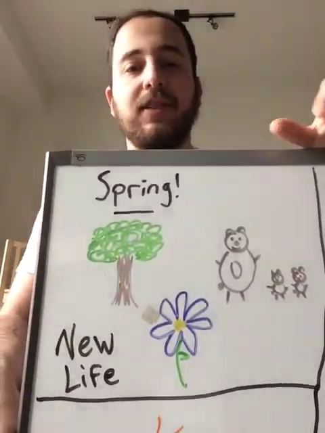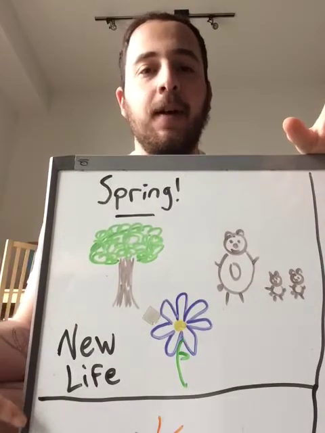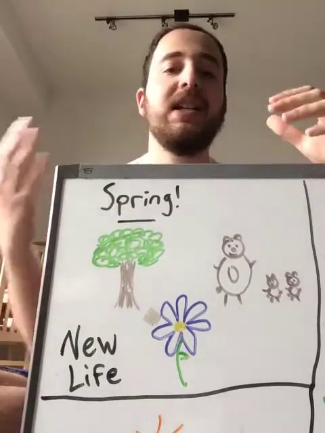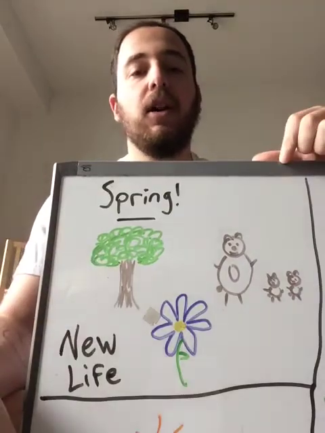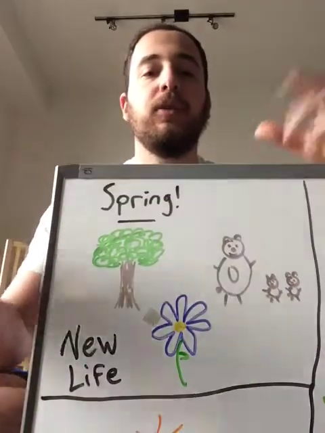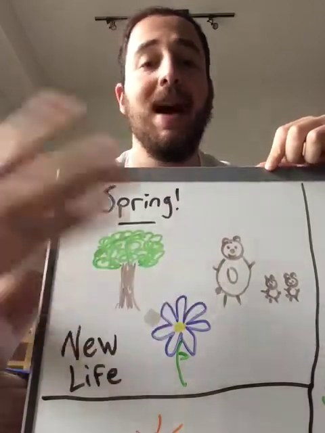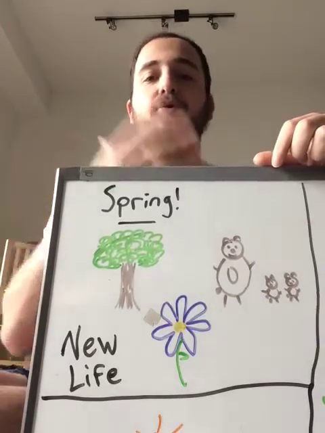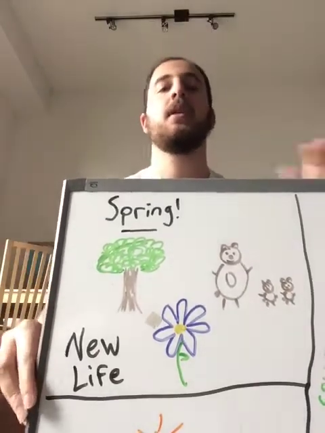So the first thing that we think of when we think of spring is new life. Winter is over. Trees and flowers are blooming. We get nice and green leaves back on our trees. Animals that were in hibernation, like bears, come out of hibernation and have their babies. Okay, new life is happening all over in spring.